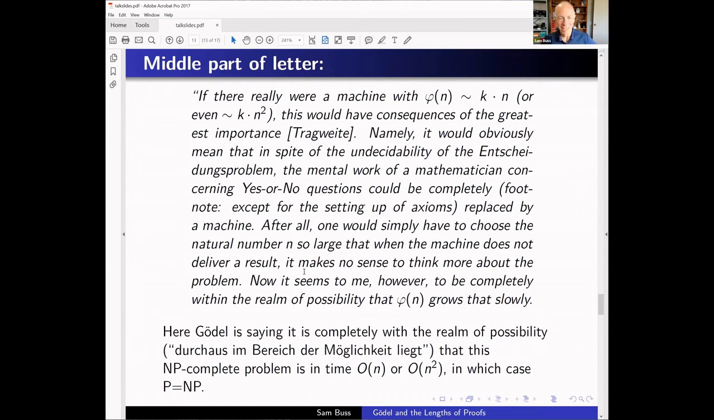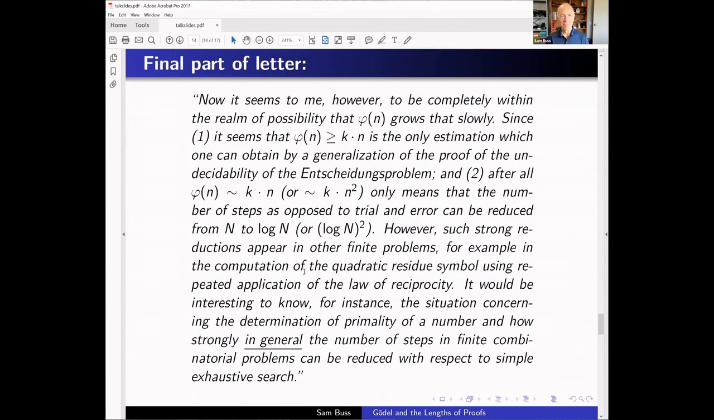And I'm going to come back to this thing about making notes that it would completely replace the mental work of a mathematician by machine. That may be a bit of an overstatement, and I'll argue that in a minute, but it does certainly help considerably, is what I want to argue in a minute. Right, well, let me first finish Gödel's letter.